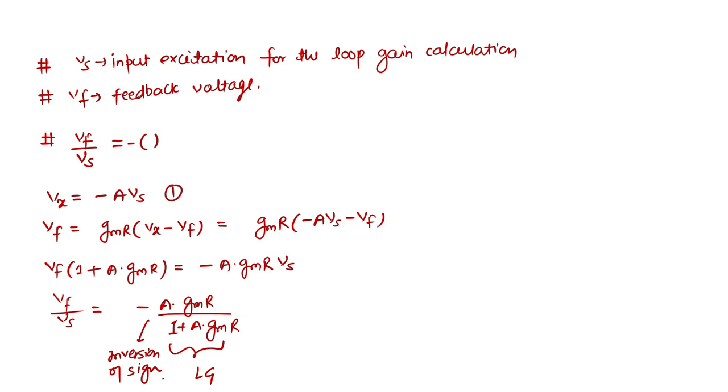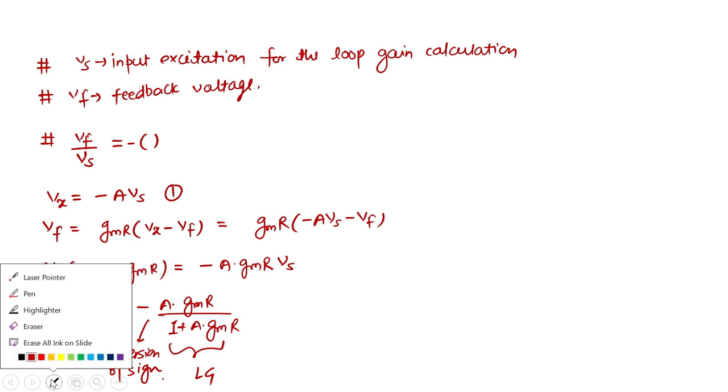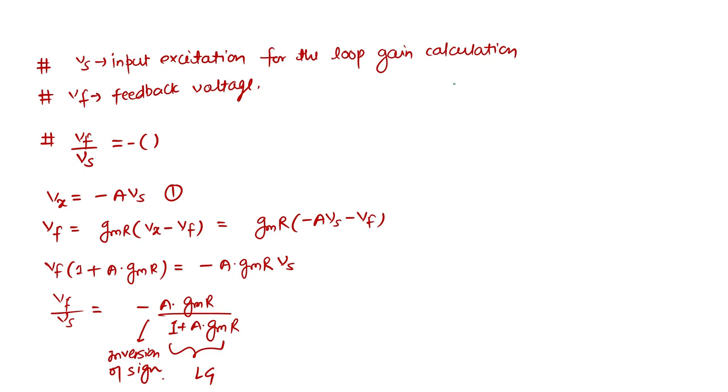That's why, usually, when we plot the Bode plot for the loop gain, the phase comes out different from that of the open loop system or closed loop system. So what loop gain did we get? A DC loop gain, I should say. I got A·gm·R divided by 1 plus gm·R·A.